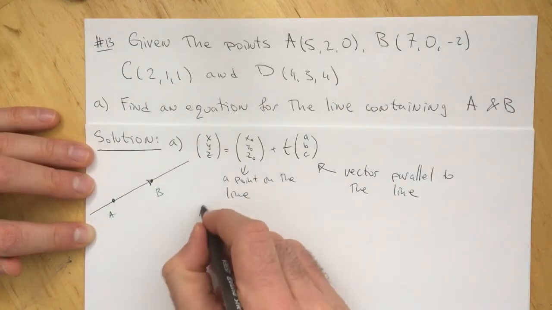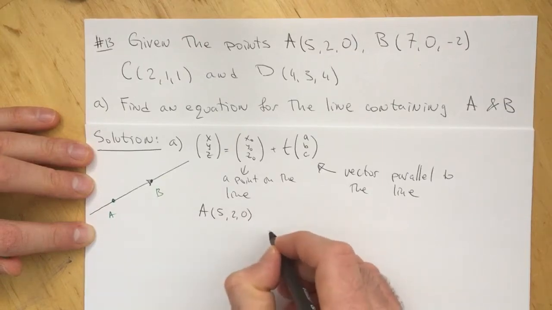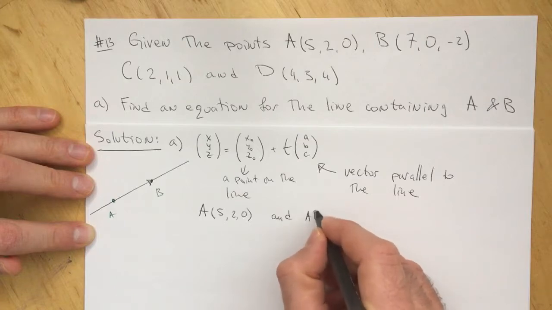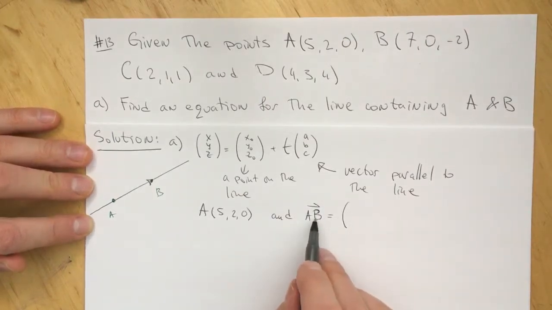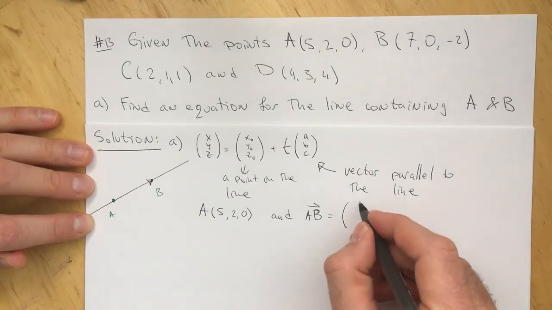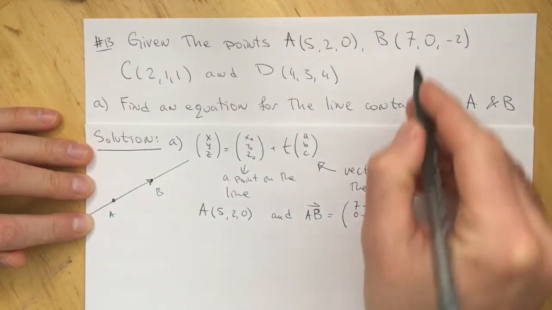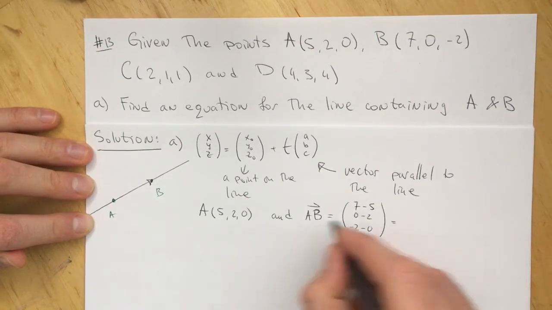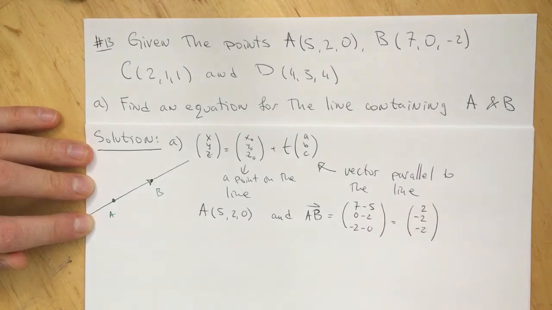So let us take the point A with coordinates 5, 2, and 0. And we have to find the vector AB. Okay, how do we find AB? Well, we subtract the entries of the vector A from the vector B. So that's 7 minus 5, 0 minus 2, and negative 2 minus 0. So the vector AB is (2, negative 2, negative 2).